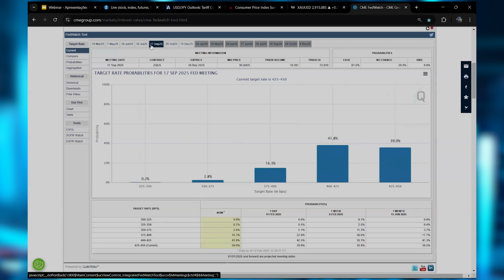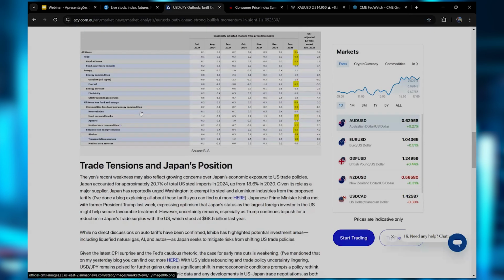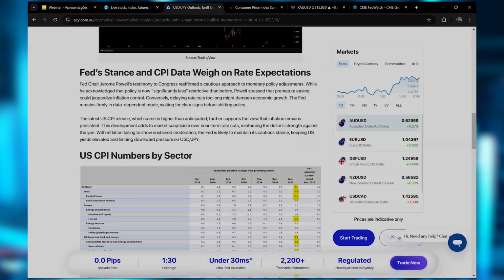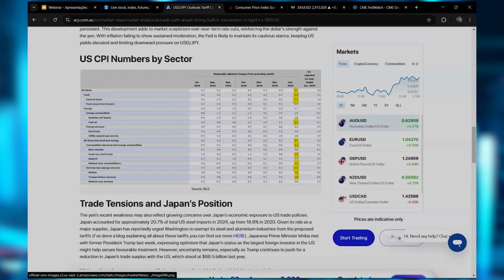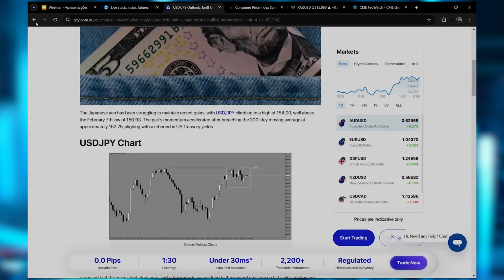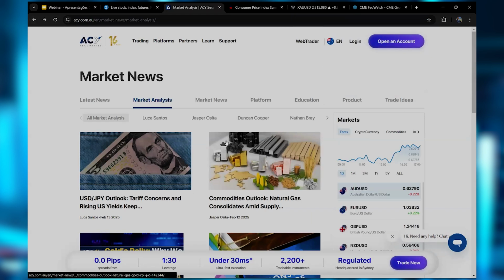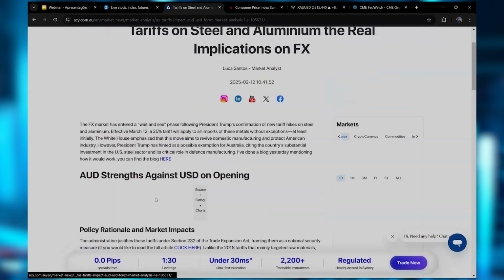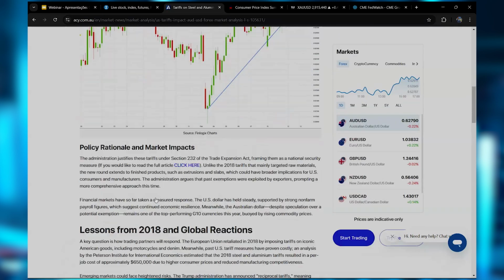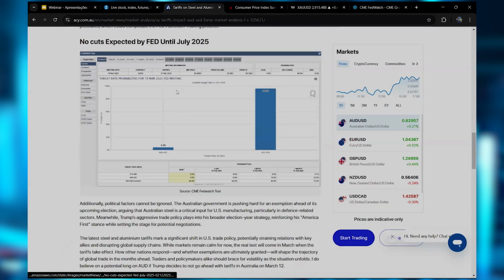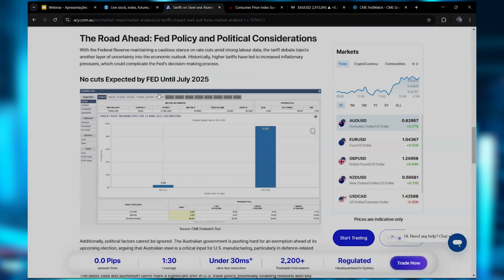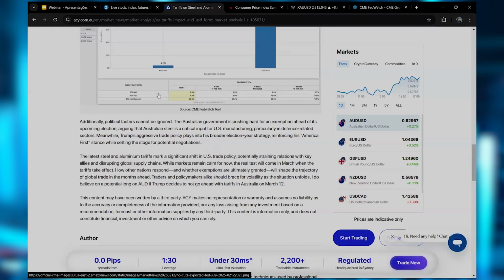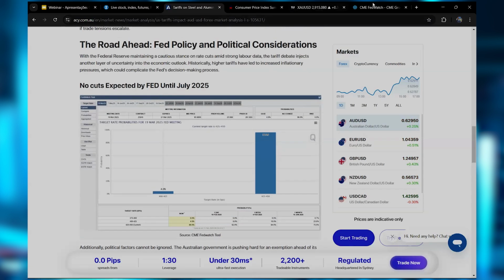So yesterday, before the release, I'd even mentioned it. I mentioned it on the other one. Let me just come back and show you guys. CPI, special USD, gold rally, tariffs. I think it was this one. Yeah, it was this one. Maintaining caution. I can't find it now. Anyway, yesterday, you're going to have to believe me.